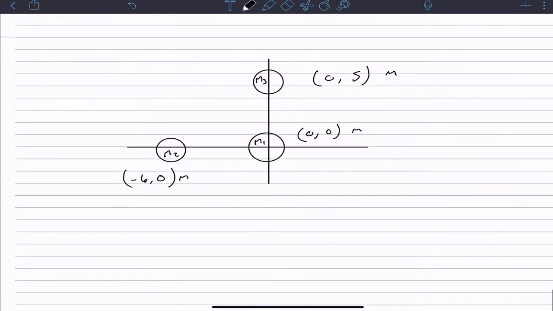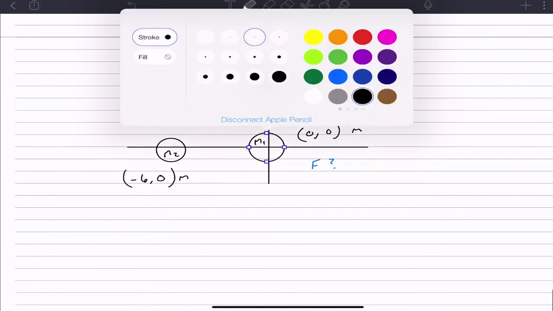Okay, I'm just going to draw this real quick. I'll pause and draw this because you don't need to watch that. Okay, so here's the diagram. Since we want to know what is the net gravitational force on the sphere at the origin, we want to know what is the net gravitational force on this little guy here.